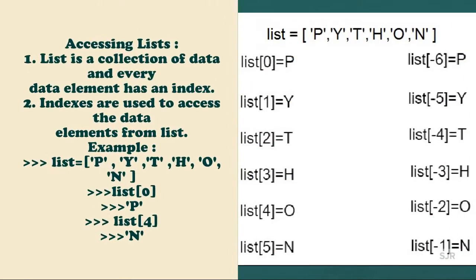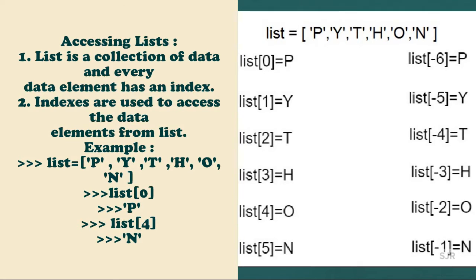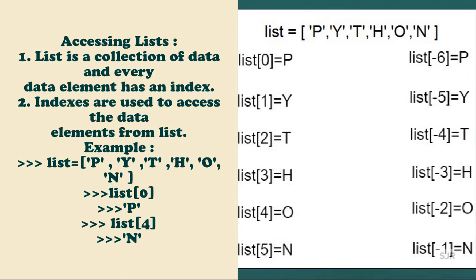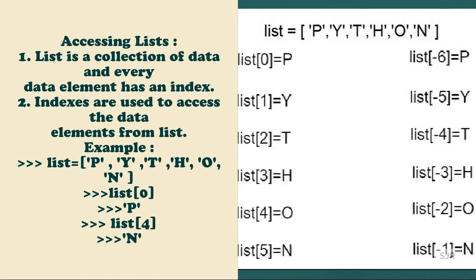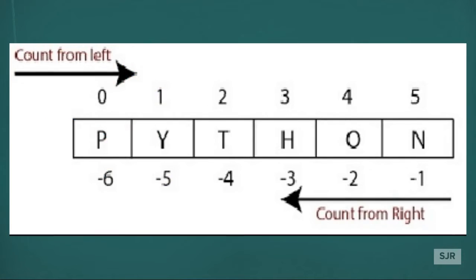Accessing list elements in Python. List elements are accessed by their indexes. There are two types of indexes, positive index and negative index. Positive index reads the element from left to right and negative index reads the element from right to left. Positive index starts from 0, 1, 2, 3, 4 and so on, and negative indexes start from -1, -2, -3, -4 and so on. See how to access list elements in Python.